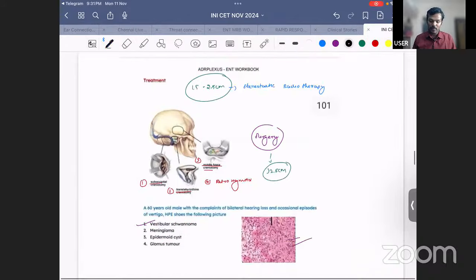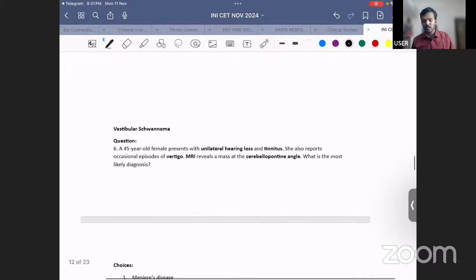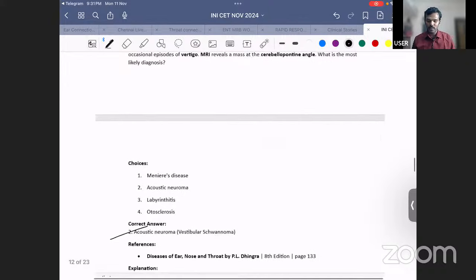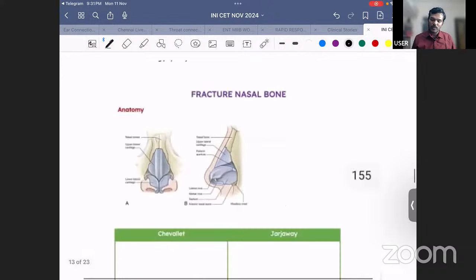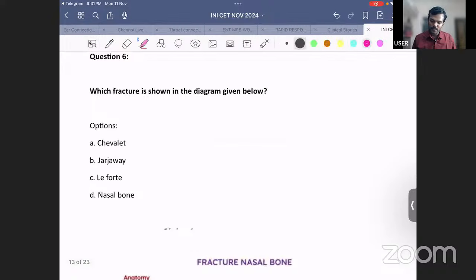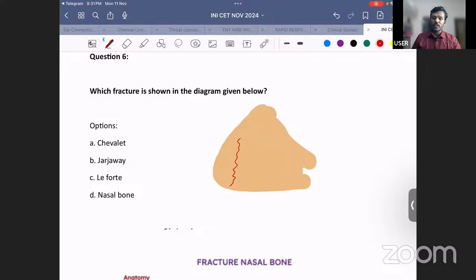That's all about this. This is a screenshot from our question bank which shows vestibular schwannoma as an answer with histopathological features given. Next question: which fracture is shown in the diagram given below? This was the diagram, which shows a vertical fracture line over the nasal septum.